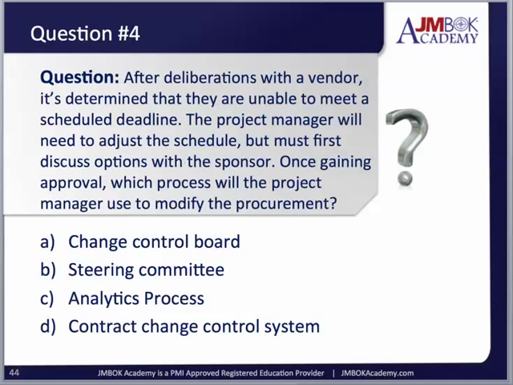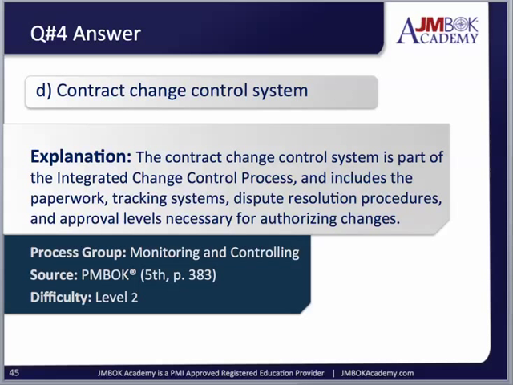Now, could you say that change control board could be an option? Sure, that could be an option. But what's the best answer? Contract change control system, because that's the overarching system here. So the contract change control system is part of the integrated change control process and includes the paperwork, tracking systems, dispute resolution procedures, and approval levels necessary for authorizing changes.